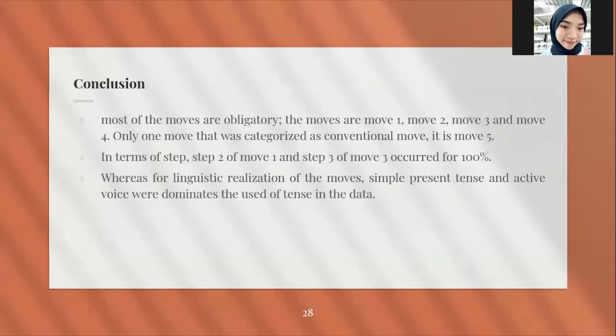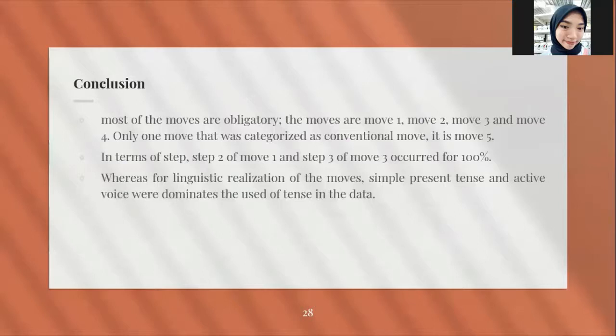It is move 5. Meanwhile, in terms of step, the authors in soft science fields share the same interest for stating topic generalization, which is the communicative purpose of move 1, step 2, and including move 3, step 3, describing procedure and context. It was proven by move 1, step 2, and move 3, step 3 that occurred for 100%, while the rest of the steps only reach 60%, even some of them were 0%.